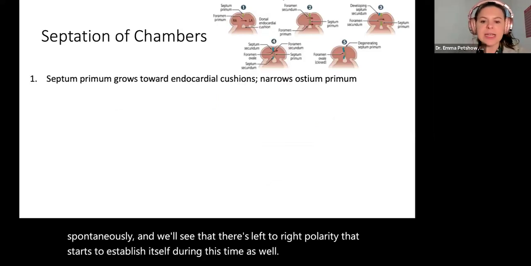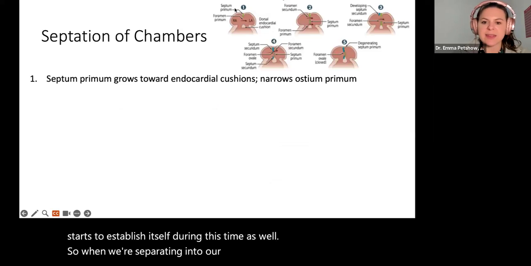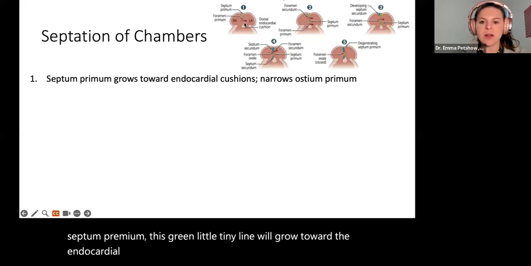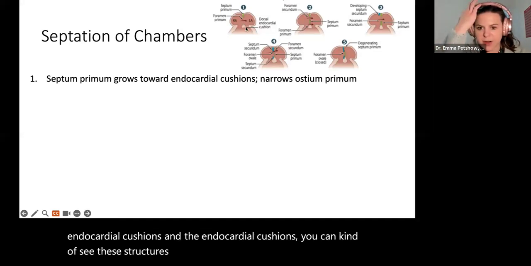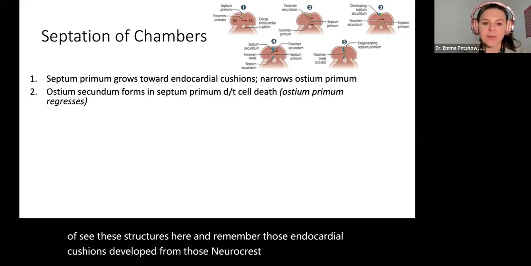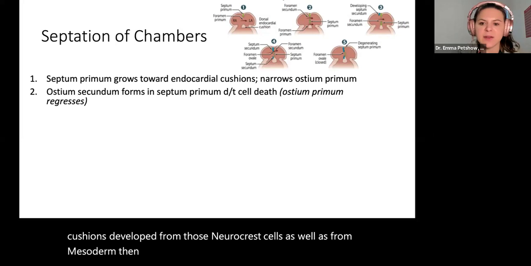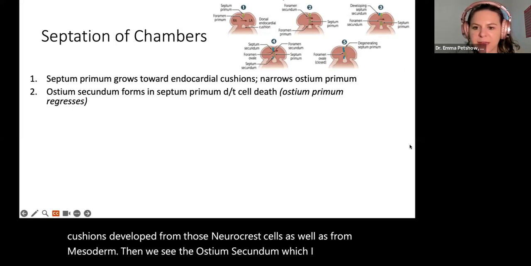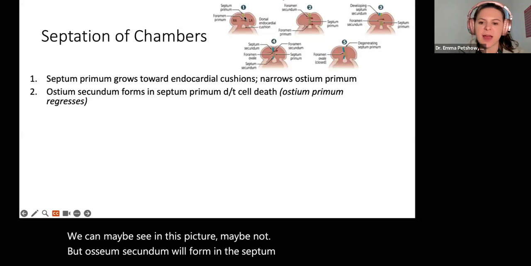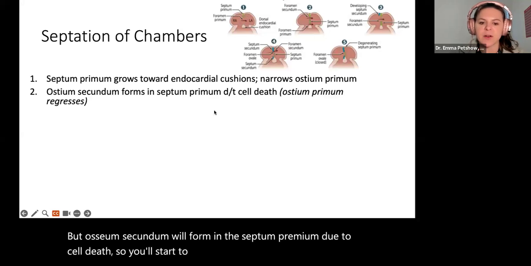When we're separating into our chambers, we'll see that this septum primum, this green little tiny line, will grow toward the endocardial cushions. And you can see these structures here. And remember, those endocardial cushions developed from neural crest cells, as well as from mesoderm. Then we see the ostium secundum, which we can maybe see in this picture, maybe not. But ostium secundum will form in the septum primum due to cell death. So you'll start to see this portion regress.